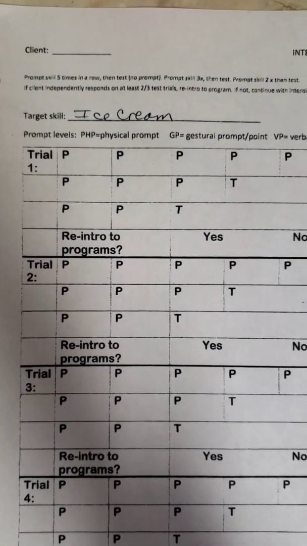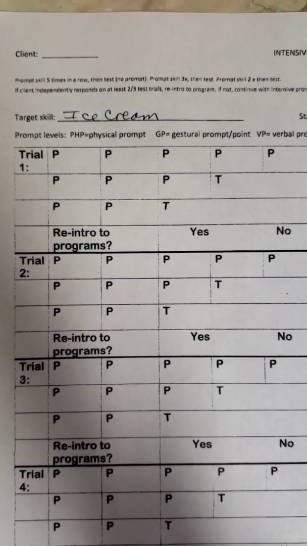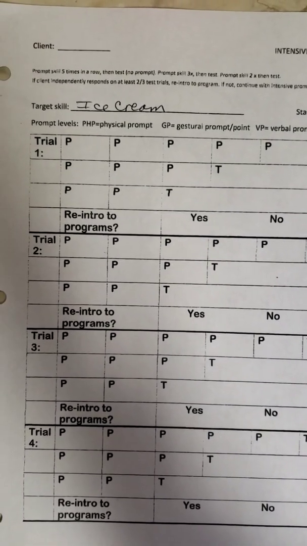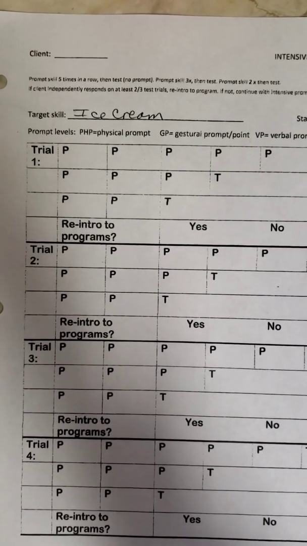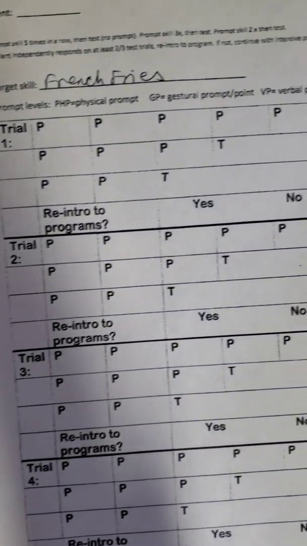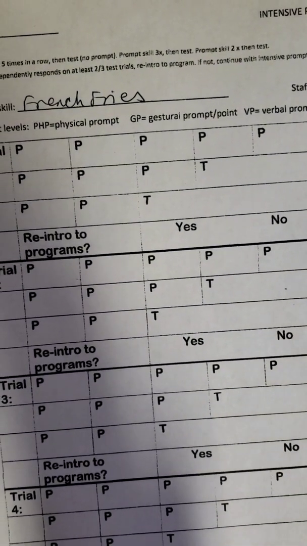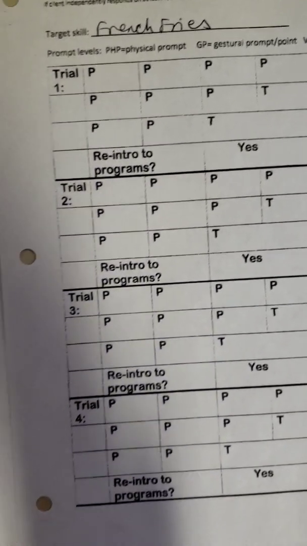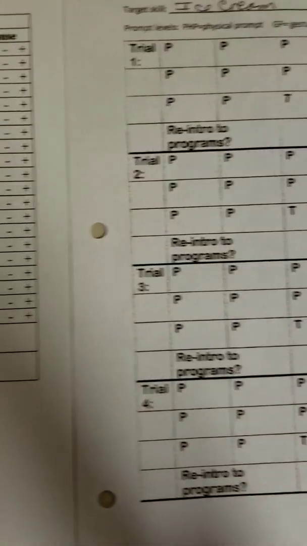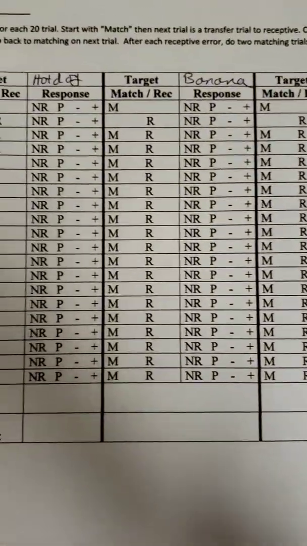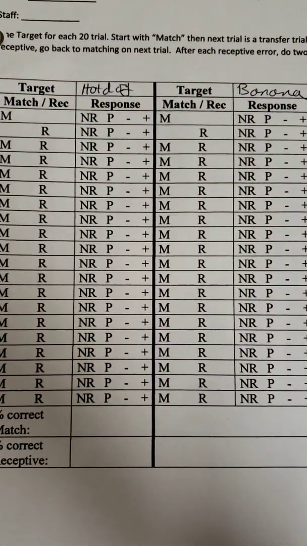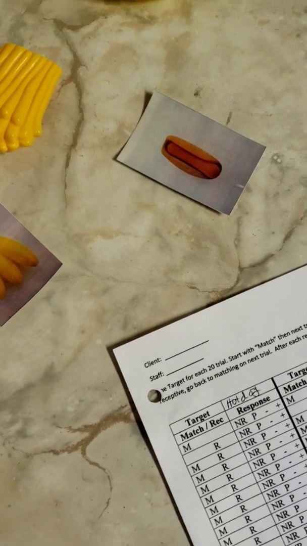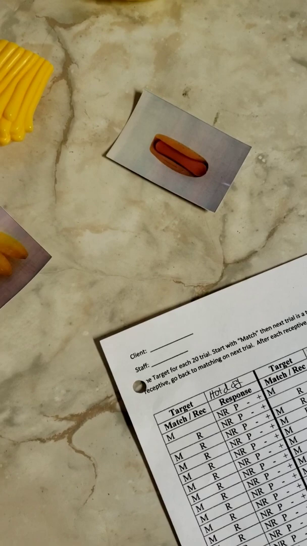These are the 5, 3, 2 prompting sequences. Ice cream gets its own data page. And French fries gets its own data page. So let's start with hot dog. Right, so we're going to start with a hot dog.